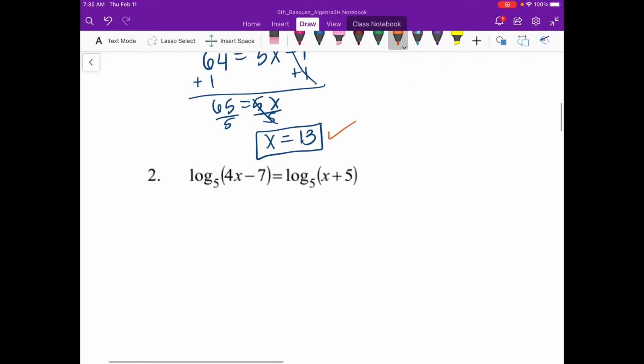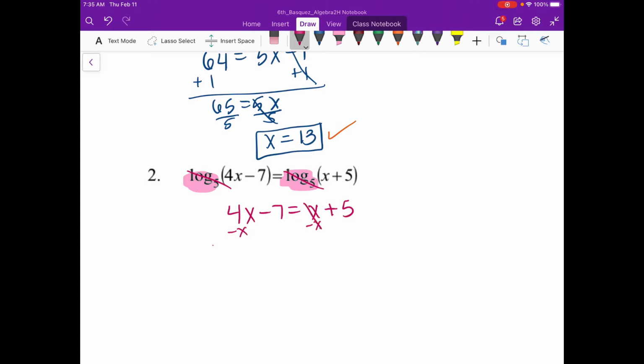Looking at number 2, it has log base 5 on the left equals log base 5 on the right. This is one of those examples where, if both sides have the same log base, I can drop it, ignore it, and just set the terms equal to each other. I can do this because there's nothing else except this log base on both sides.